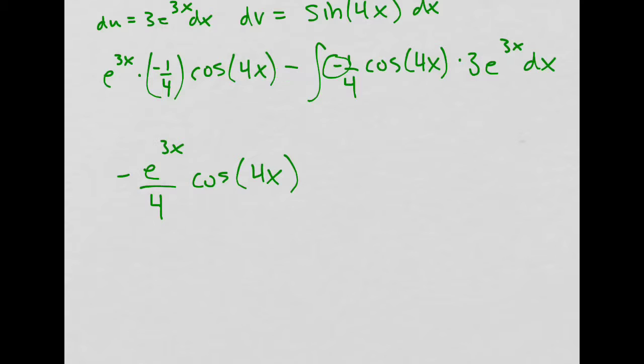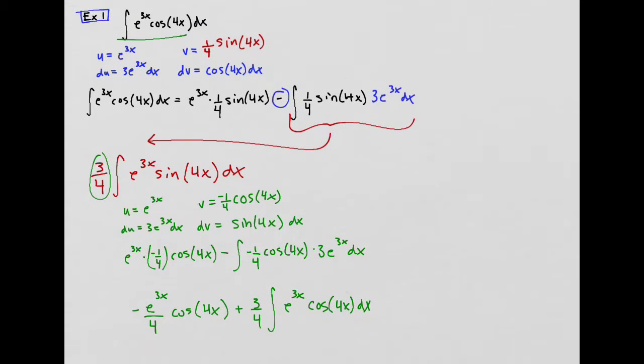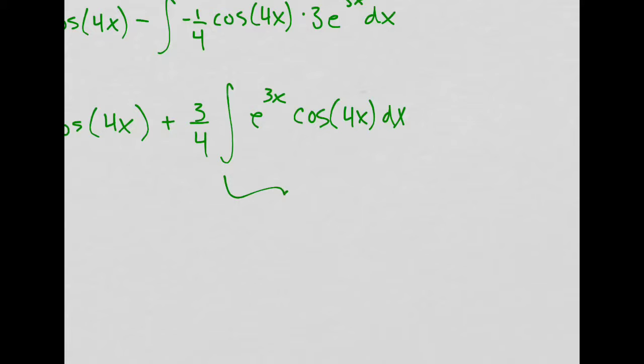That becomes a positive plus, and I'm going to take that and that out in front. So I have plus 3 over 4 times the integral of e to the 3x cosine of 4x dx. What is this? Look at this. This is exactly what we had before. Wait, so actually, we're getting close to being done. It's a long one. So this is actually the original.